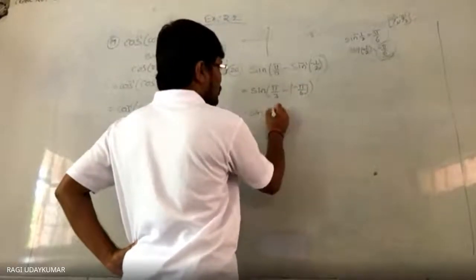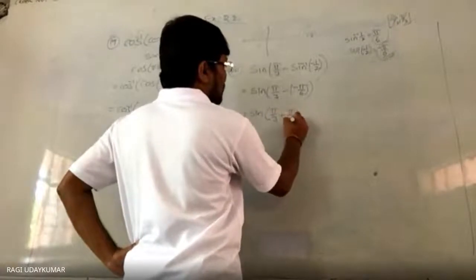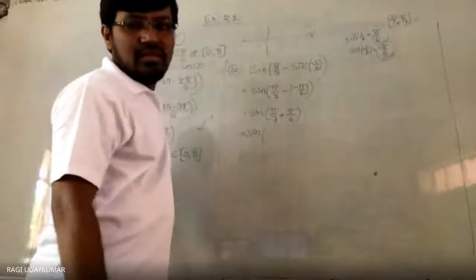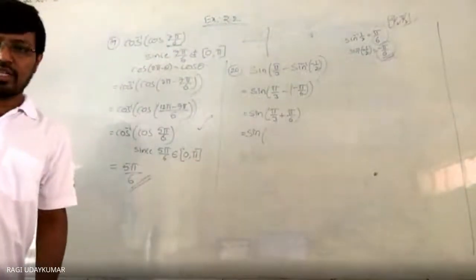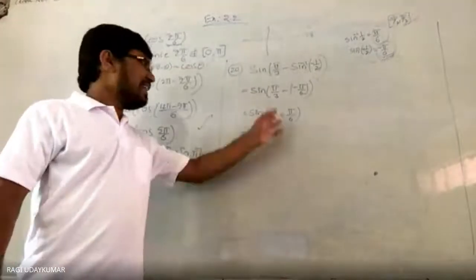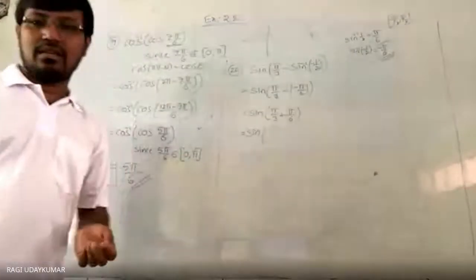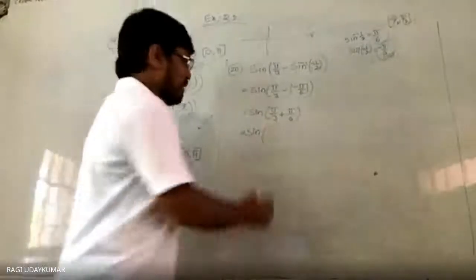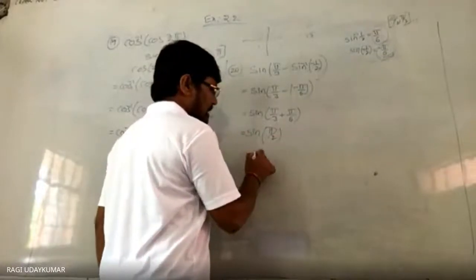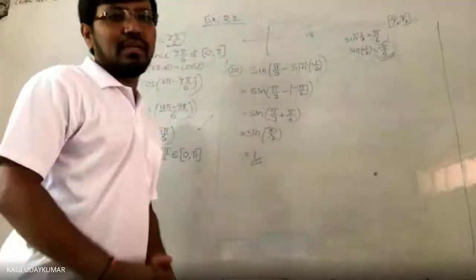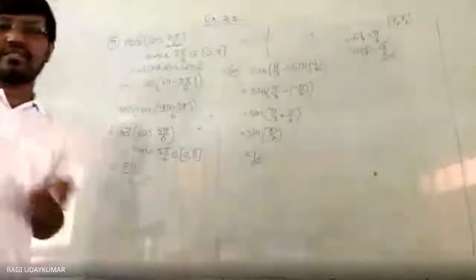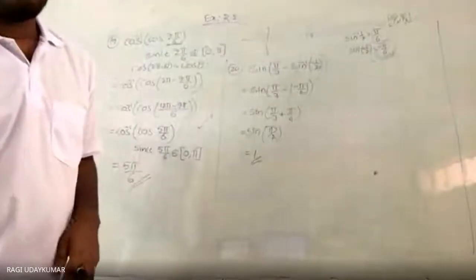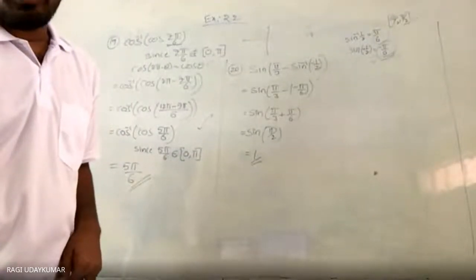So what do you get here? This is equal to sin of pi by 3 plus pi by 6. Pi by 3 plus pi by 6 is equal to 60 plus 30, since pi by 3 is 60 and pi by 6 is 30. 60 plus 30 is 90, and 90 is pi by 2. So sin pi by 2, the value is 1. Simple. The answer is equal to 1. This is the 20th question. A simple problem, it is an objective question only. Now let us go for the 18th problem.